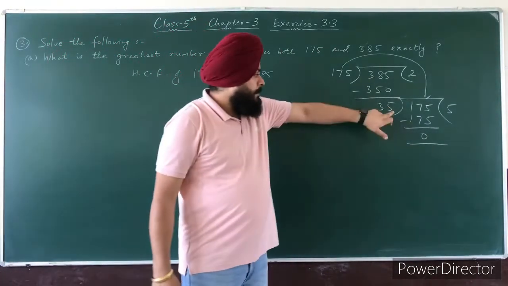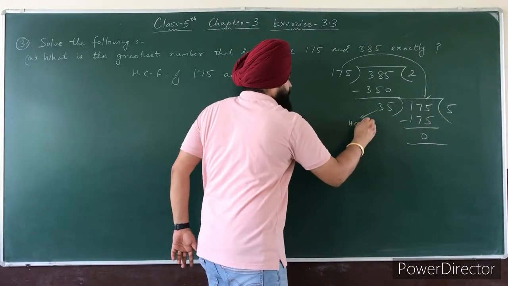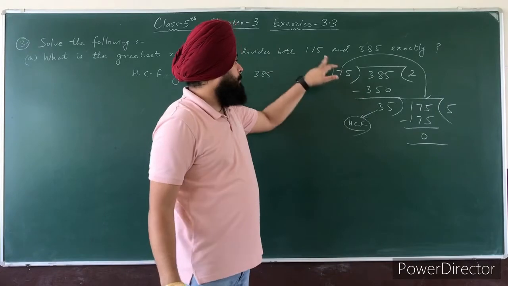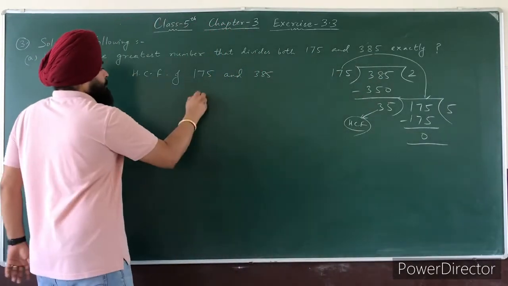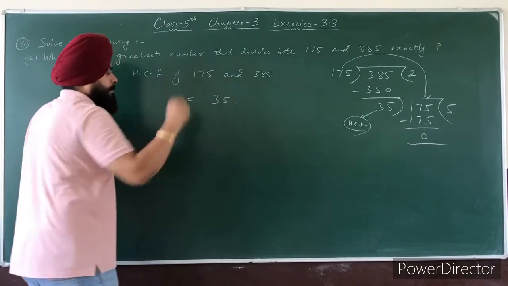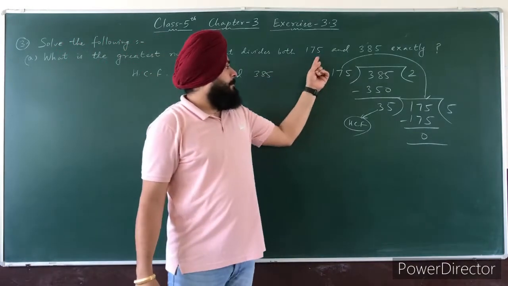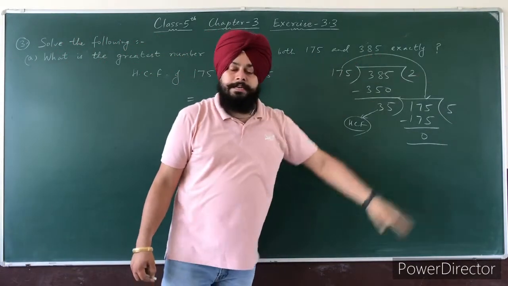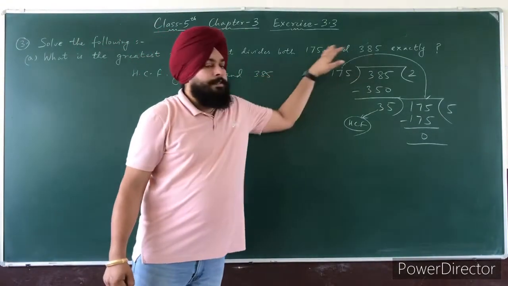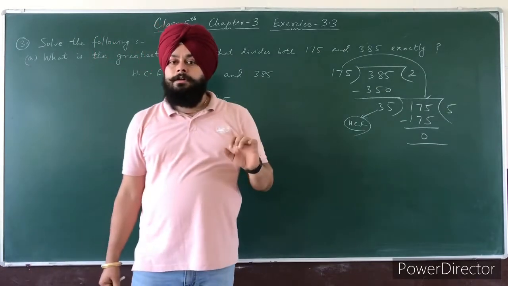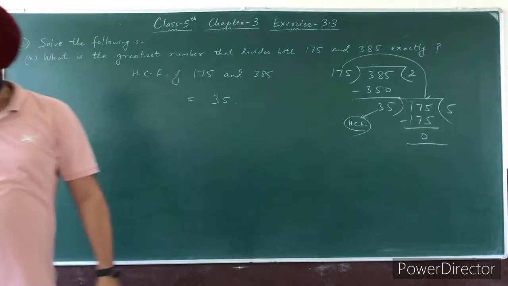So the last divisor is our HCF. The last divisor is 35. So it is the HCF of our numbers 175 and 385. So we write here HCF is 35. So it means this number 35 divides 175 and 385 exactly. Clear students? It means when you divide both of these numbers by this 35, you will get remainder 0. Clear? So this is the A part of your question number 3.